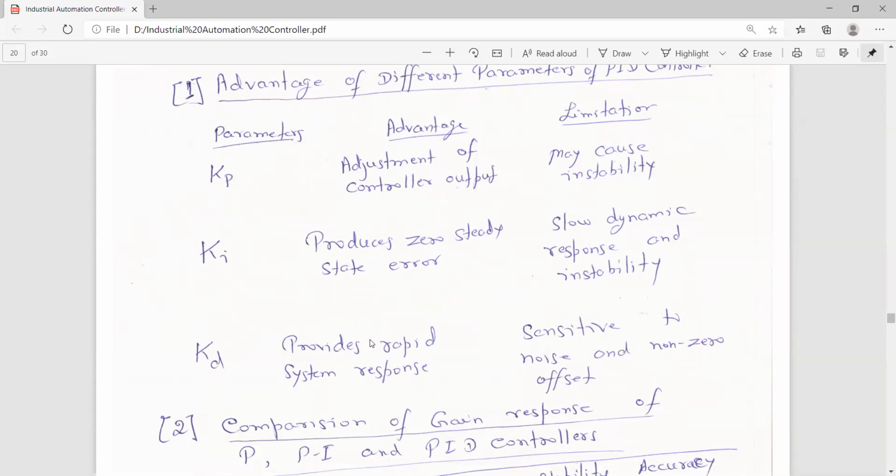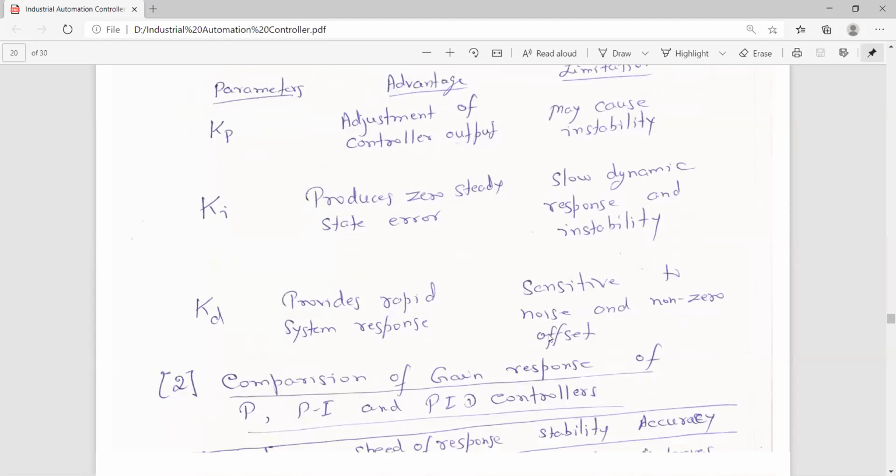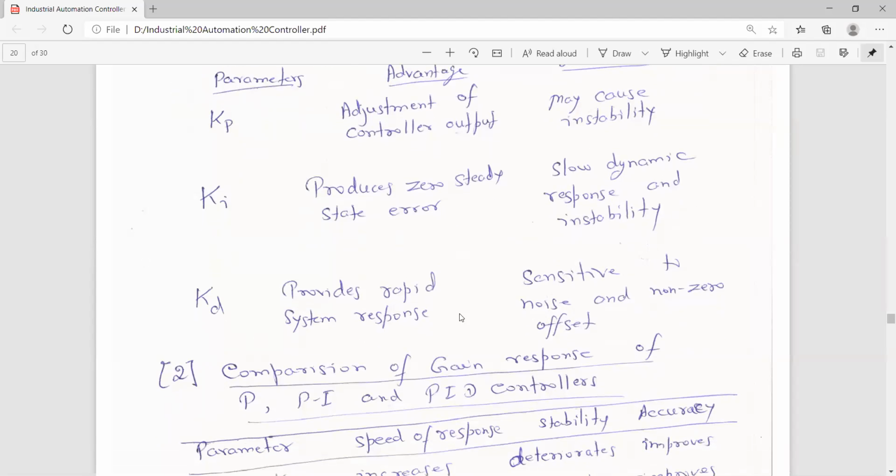KD provides rapid system response, meaning the system response is going to be faster because of the KD, as the rise time is going to be reduced there. But it is sensitive to noise and non-zero offset. So that is the major drawback here.